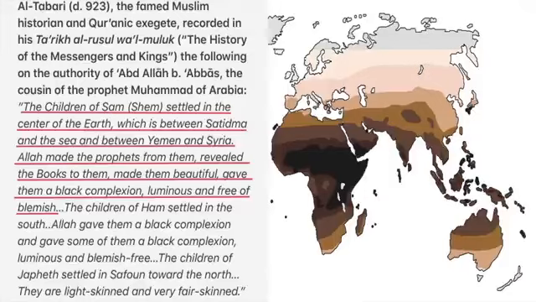This is a Muslim source, and it says, the children of Sam, Shem, settled in the center of the earth, which is between Hadramawt and the sea, and between Yemen and Syria. Allah made the prophets from them, revealed the books to them, made them beautiful, gave them a black complexion, luminous, and free of blemish. So this source says that the descendants of Shem are, again, black and beautiful, black and comely.